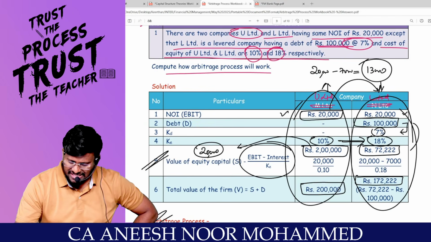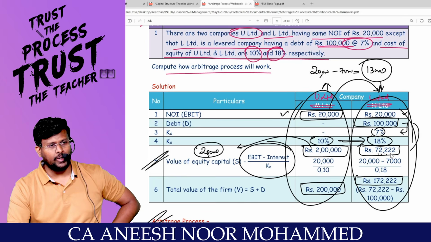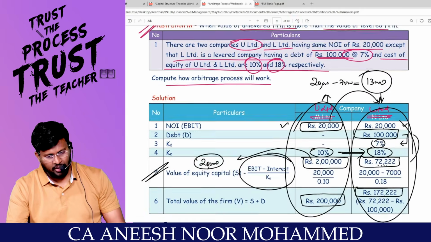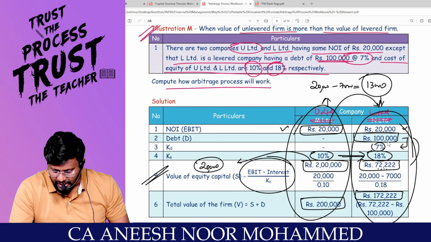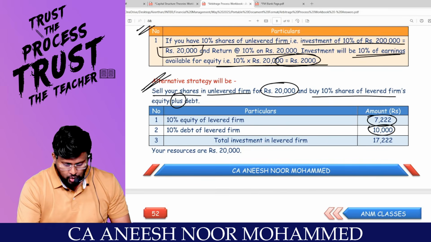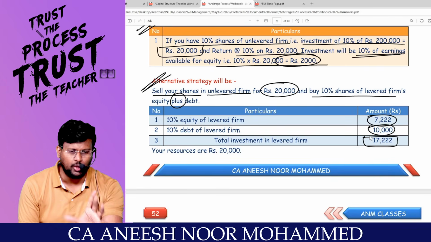Sir, what is the total market value of equity? 72,222. Invest 10% of that, which comes to 7,222. Comfortable? What is the market value of the debt? 1 lakh. Invest 10% of that, which is 10,000. Total, so the total investment required in the levered firm is only 17,222.